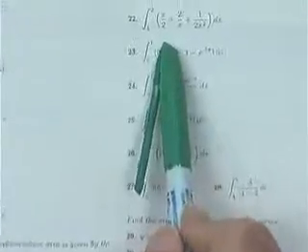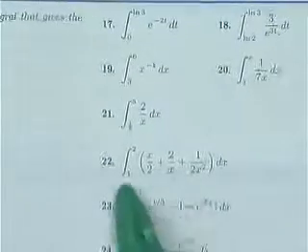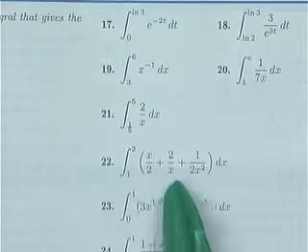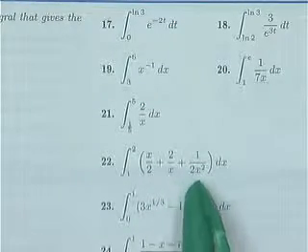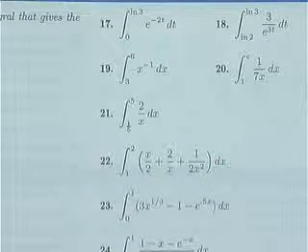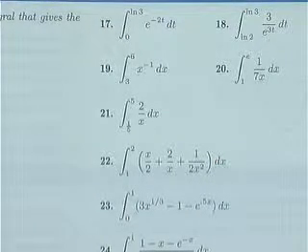Okay, number 22, right here. Integrate from 1 to 2, x over 2 plus 2 over x plus 1 over 2x squared dx. All right, let's do that real fast. Go for it. Number 22.